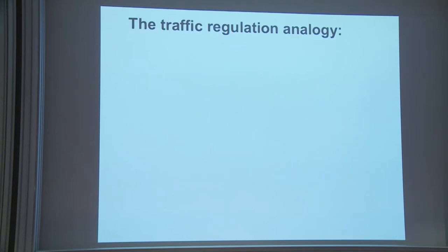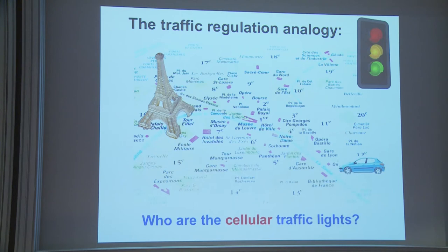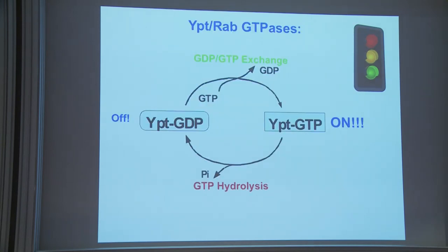Okay? So if you want to think about it simply, about regulation, so if this is the cell, and this is our vesicle, this is Paris, and the vesicle, the question is, who are the traffic lights of the cell, okay? So at least some of the major traffic lights are these GTPases, which are called YPT in yeast and Rab in mammalian cells. So you heard about Rab6. And these are really what they do.